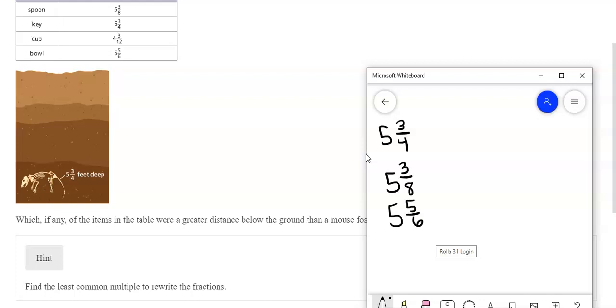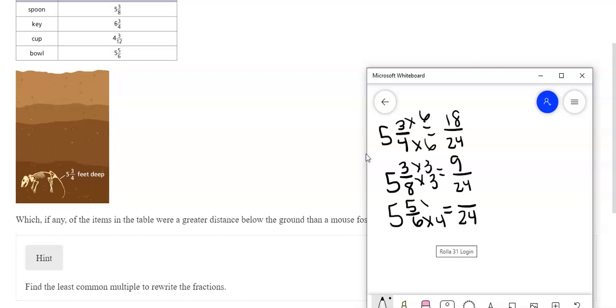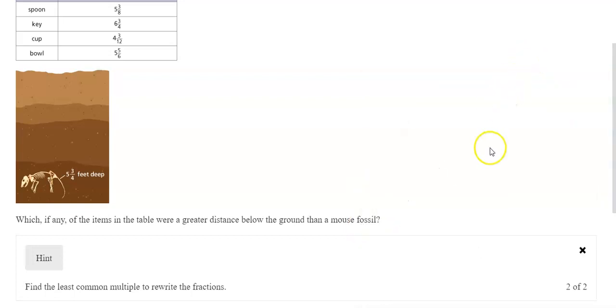Our common denominator is going to be 24. Four times 6 is 24, and 3 times 6 is 18. 8 times 3 is 24, and 3 times 3 is 9. 6 times 4 is 24, and 5 times 4 is 20. So we're looking to see what is farther down than that. So this is the one that we're looking at, and the only one farther down we have is this guy right here, which is the bowl. So the key and the bowl.